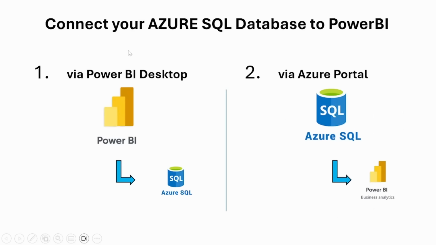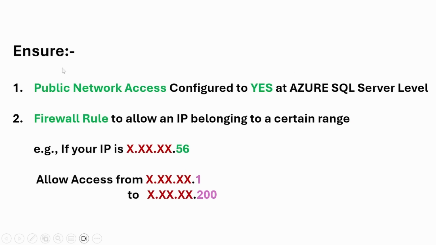So we were able to have a look at how to connect our Azure SQL database to Power BI via Power BI desktop and via Azure portal. If at all you encounter any issues connecting to this Azure SQL database, the public network access should be configured to selected networks at the server level, and a firewall rule should allow your local connection to access the Azure SQL Server by setting a rule to allow access for a certain range of IP addresses. So this was our video on how to access an Azure SQL database.